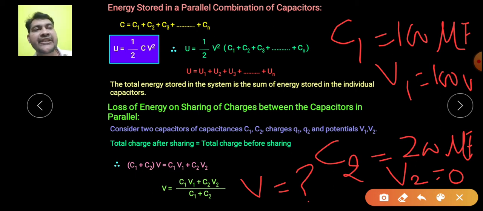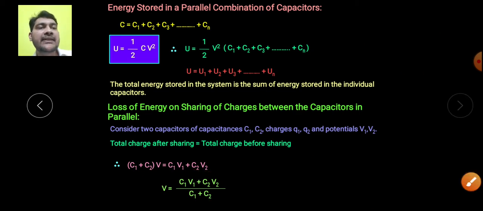The charge will be shared between C1 and C2, and what will be common potential? You will use this expression and you can find the common potential after combination. You simply solve this numerical and tell me the answers. Okay, let us move to the next topic. So let us find what is total energy before sharing the charge. There were two capacitors and charges were there on both capacitors. What was the total energy before combination?